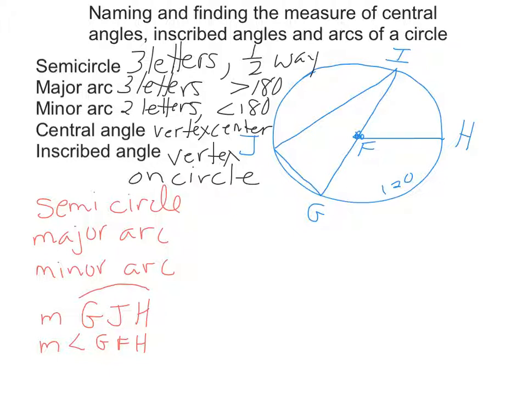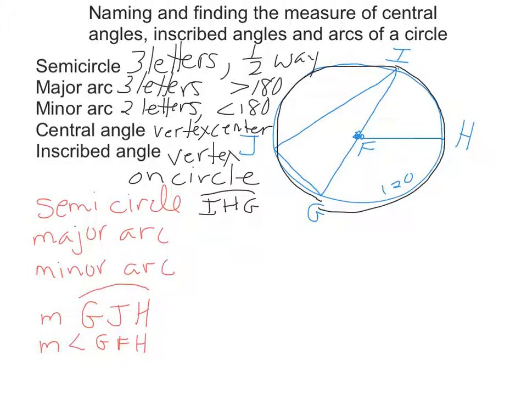Semicircle. So we want to use 3 letters, and it wants to go halfway around. You actually have more than one correct answer for most of these. For a semicircle, I would start at I, and as we walk around, I'm walking through H, and I'm going to G. So it's I to H to G. That would be one. We want to put a little arc over it. Another potential answer could have been I to J to G. We could have also gone around this way. It's still halfway around, so it's legit, and we're naming it with 3 letters.